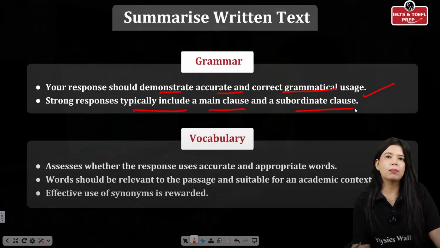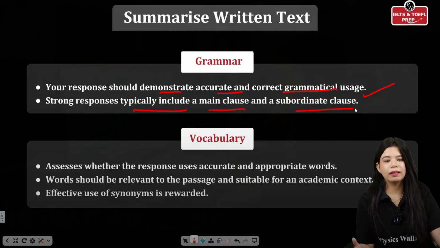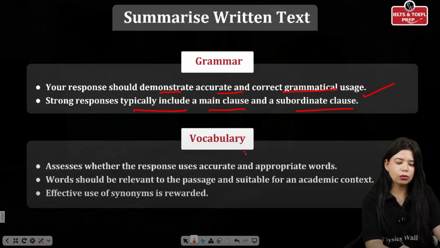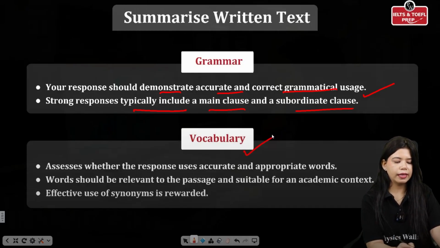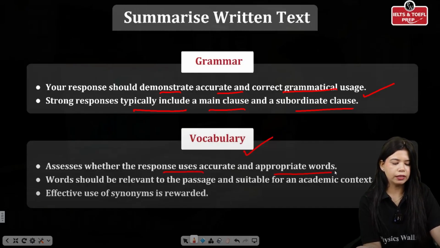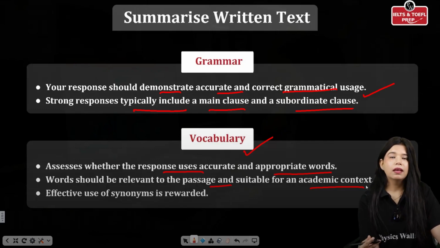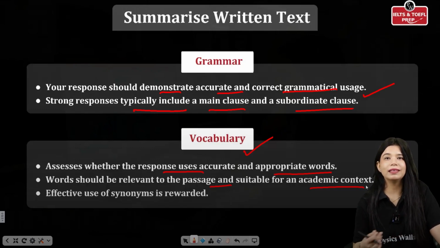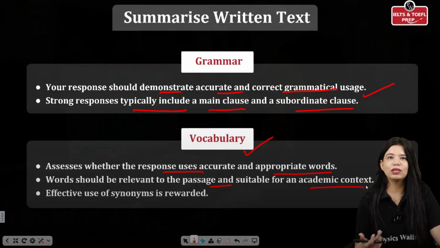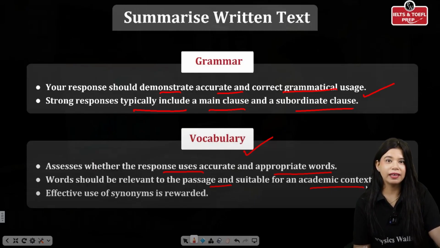Main clause plus subordinate clause means complex sentences. You will also be scored on your vocabulary. So assess whether the response uses accurate and appropriate words. Words should be relevant to the passage and suitable for an academic context. Exactly. For example, we cannot write informal words like guys, folks. These are some informal terminologies which we should not write in academic text.